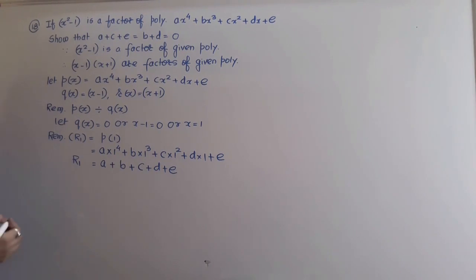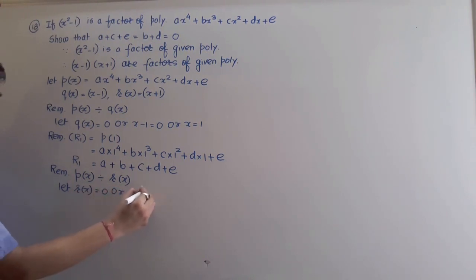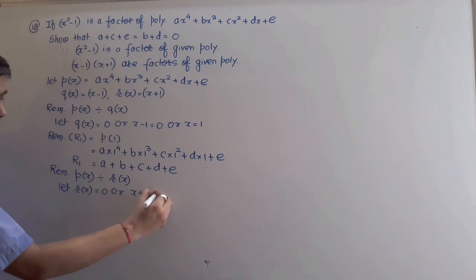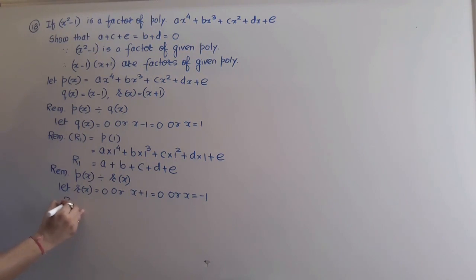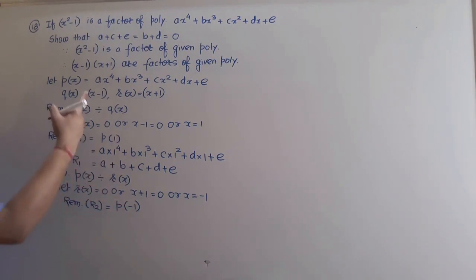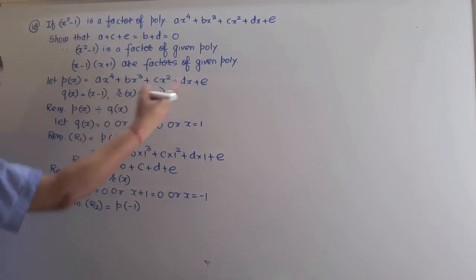Now let us find the value of R2. So I am finding the remainder here when p of x I am dividing by r of x. So now r of x is my divisor. I will take r of x equal to 0. Or else I can say, what is the value of r of x I have? x plus 1 is equal to 0. Or I can say the value of x will be equal to minus 1. So let us find the remainder. So the remainder I will suppose here as R2, and that would be given by p of minus 1. Now this value I will keep in p of x, means x equal to minus 1 I will keep in p of x.